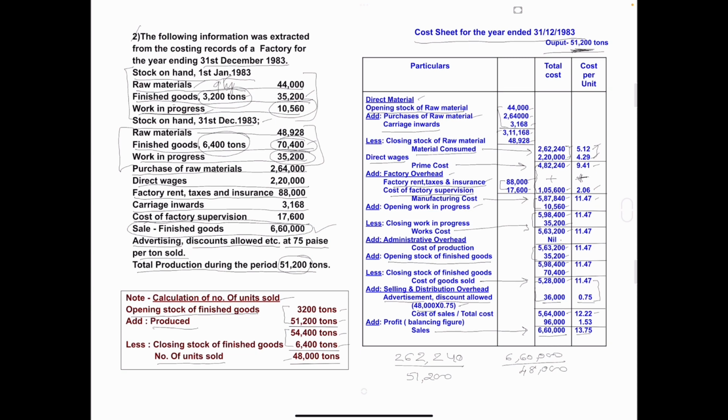To get the profit amount, what do we have to do? From 6,60,000 minus 5,64,000, you will get 96,000. This is the profit. Same for the per unit column. From 13.75 minus 12.22, you will get 1.53. This is the profit balancing figure.